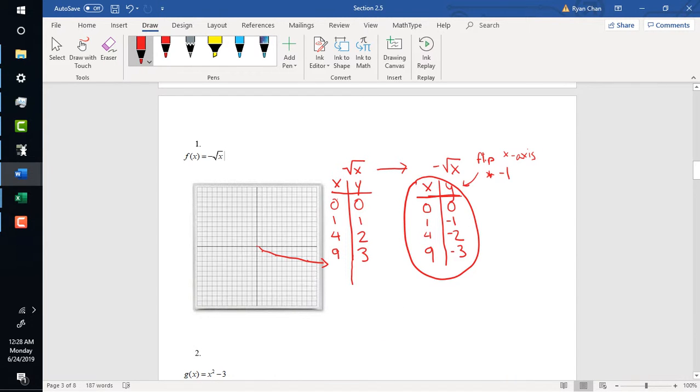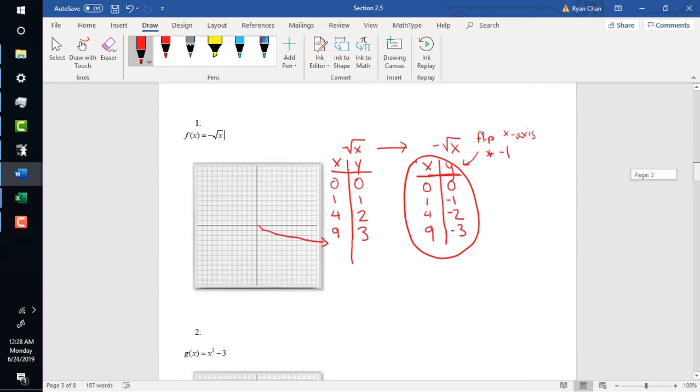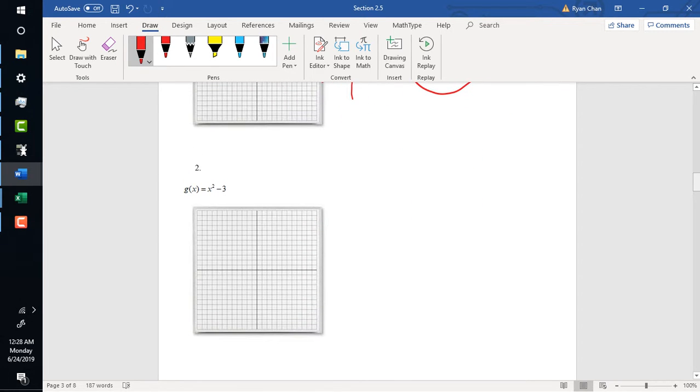Okay, so let's do another example here. Let's do x squared minus 3. I want to know what my parent graph is. My parent graph is x squared, so this is going to be x squared minus 3. We'll start off with x squared.